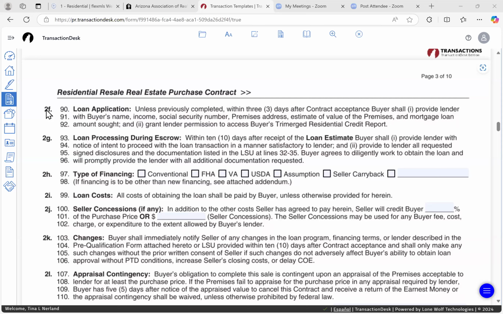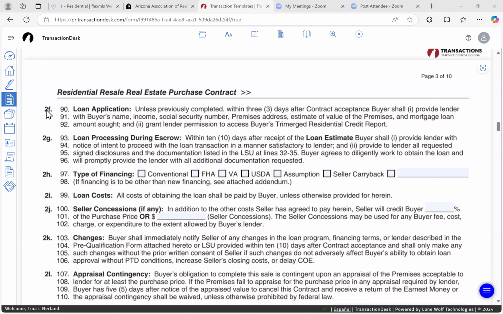Those fees could be covered by like a seller concession. Seller concession, if any: in addition to other costs seller has agreed to pay herein, seller will credit buyer a certain percent of the purchase price or a set dollar amount. The seller concession may be used for any buyer fee, cost, charge, or expenditure to the extent allowed by the buyer's lender.